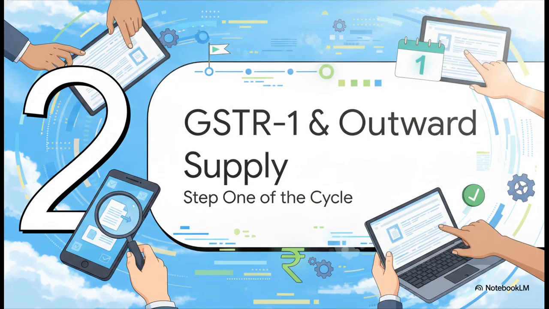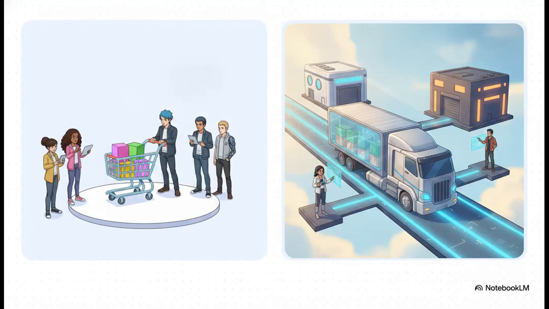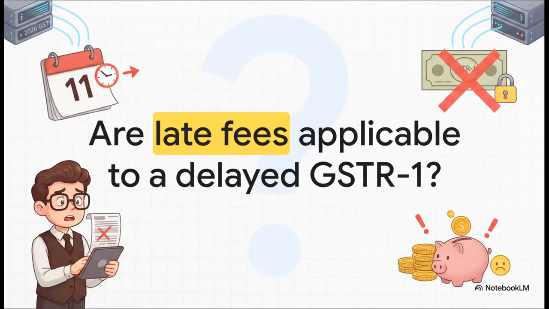Moving on to Section 2, GSTR1 and outward supplies. There is an absolutely crucial distinction between two words we use interchangeably in everyday life: sale and supply. It's a common myth that GSTR1 is just for your sales, but GST Law Section 7 defines supply way broader than that. For instance, if you transfer goods between your own branches in different states, like moving stock from your Delhi warehouse to your Maharashtra branch, even if no money changes hands at all, that is considered a deemed supply under GST.